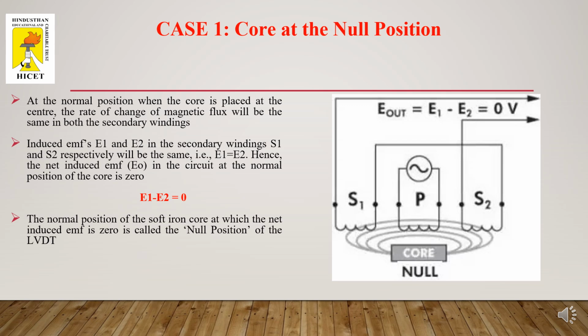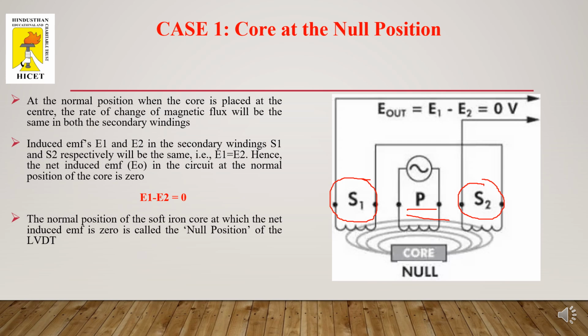The initial condition is when your core is at null position. Please do remember the construction we have seen in the earlier case. So we have got the primary winding, and this primary winding is connected to the AC source, which is always an AC supply provided to the primary winding. And at the other ends of the primary winding, we have got secondary windings, which are given as S1 and S2.